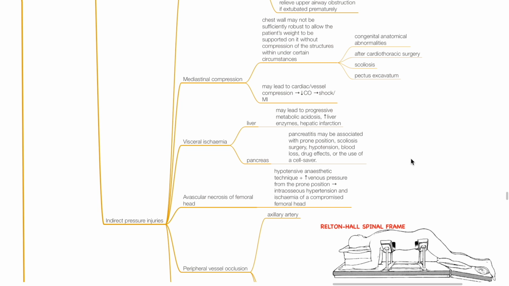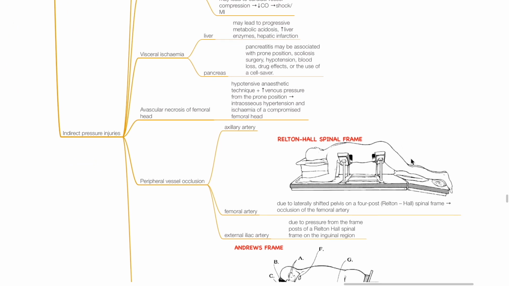Hypotensive anesthetic technique with increased venous pressure from the prone position may result in intraosseous hypertension and ischemia of a compromised femoral head. Peripheral vessel occlusion, such as of the axillary artery, femoral artery, and external iliac artery, may occur. The four-post Relton-Hall spinal frame may occlude the femoral artery or external iliac artery by external pressure.